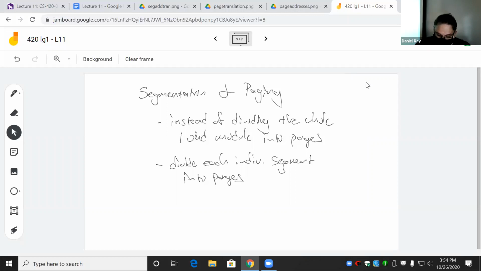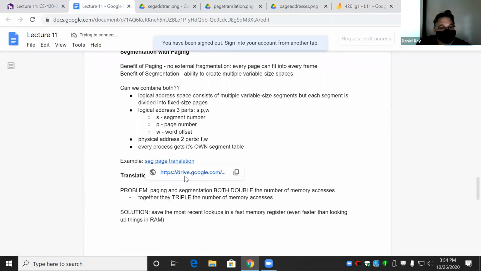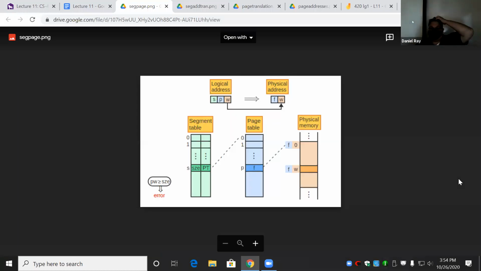All right. So what does that look like? Again, the book's descriptions are pretty good, so I've stolen it again. A logical address this time is divided up into three components: S for segment number, P for page number, and W for word offset. Okay? And we need both a segment table and a page table to be able to translate from the logical address into the physical address.